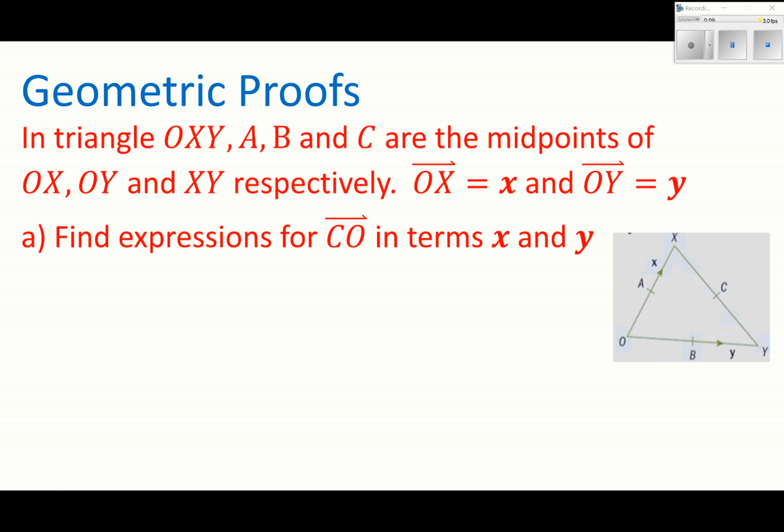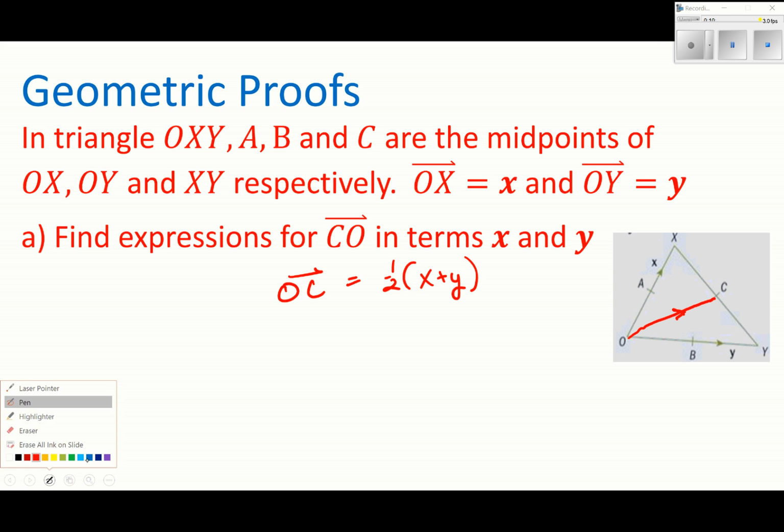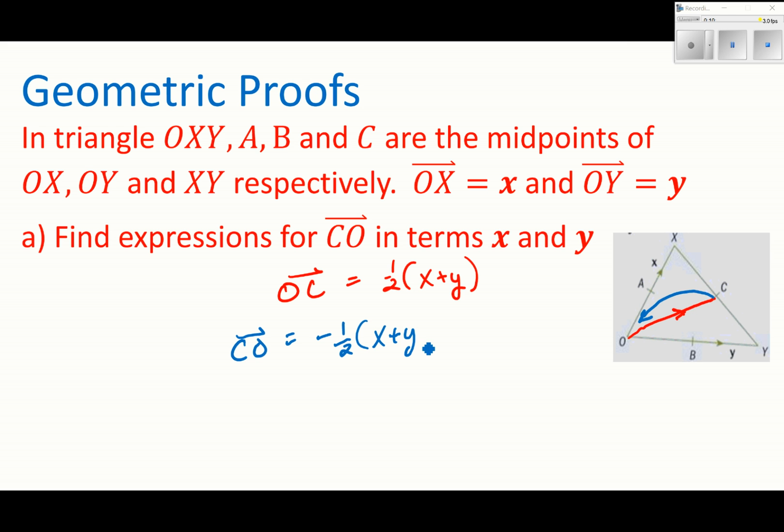If I want to find now CO in terms of X and Y, well, I found OC just a minute ago. OC was 1/2 of X plus Y. Well, now I'm just going in the opposite direction. So if I want to go from C to O, CO is going to be just a negative 1/2 of X plus Y.